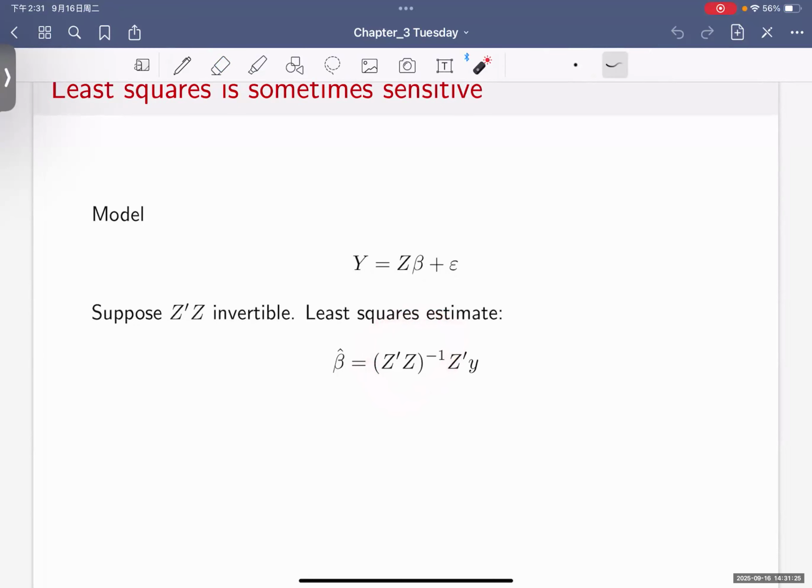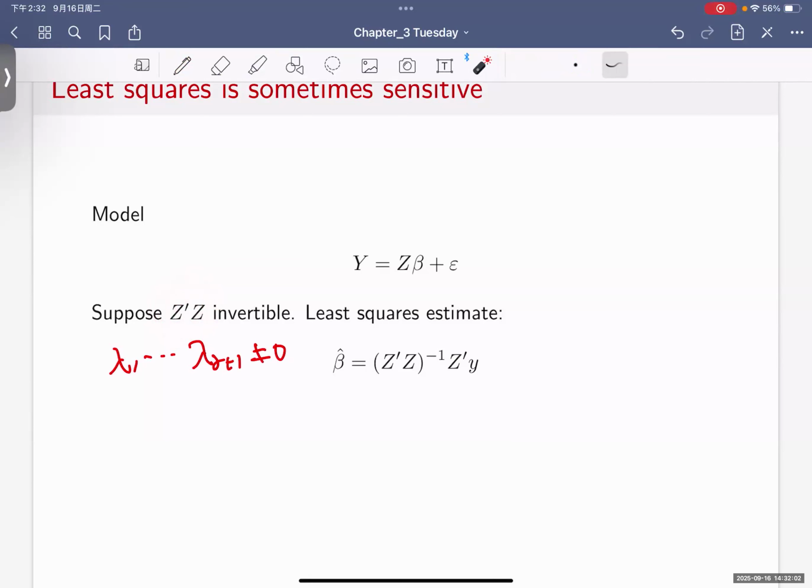And the natural question is, what if this has a small eigenvalue? Invertible just means that the eigenvalues lambda 1 to lambda r plus 1 are all positive. Actually, they should be non-zero. But for this special matrix Z transpose Z, the eigenvalue is always greater than or equal to 0.